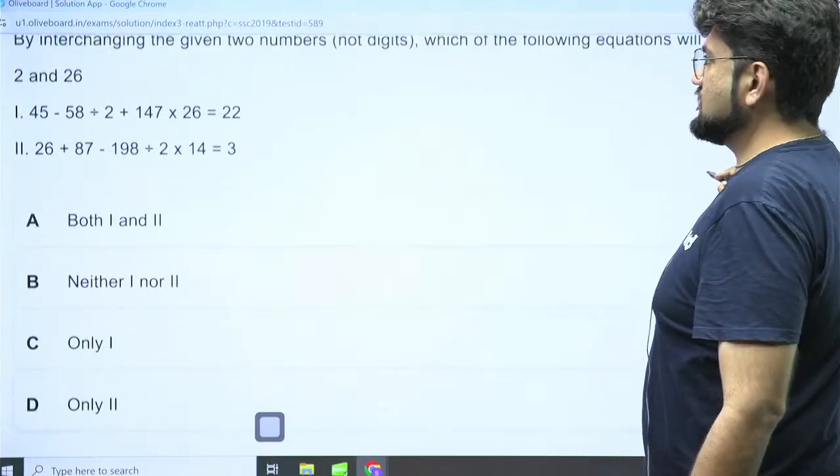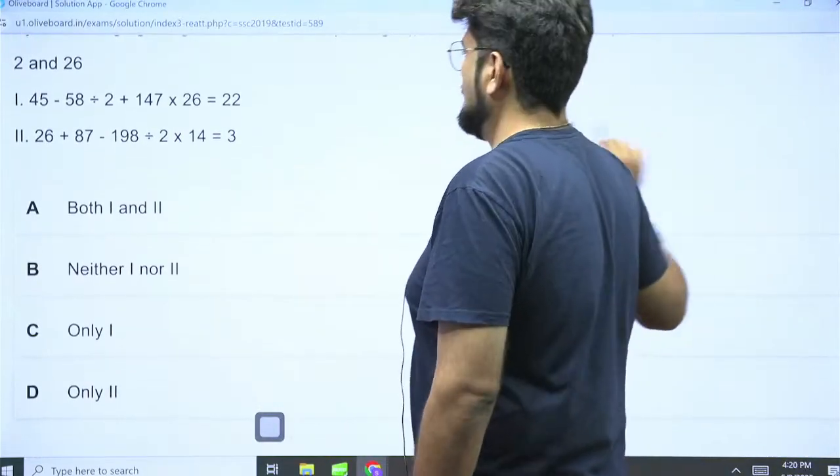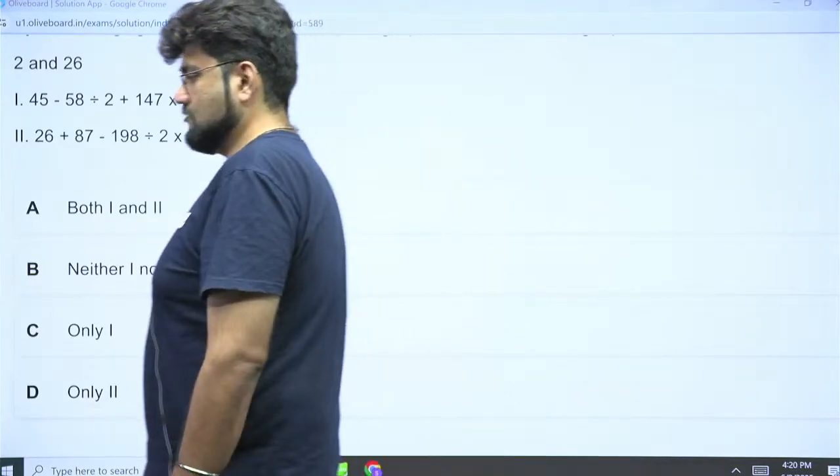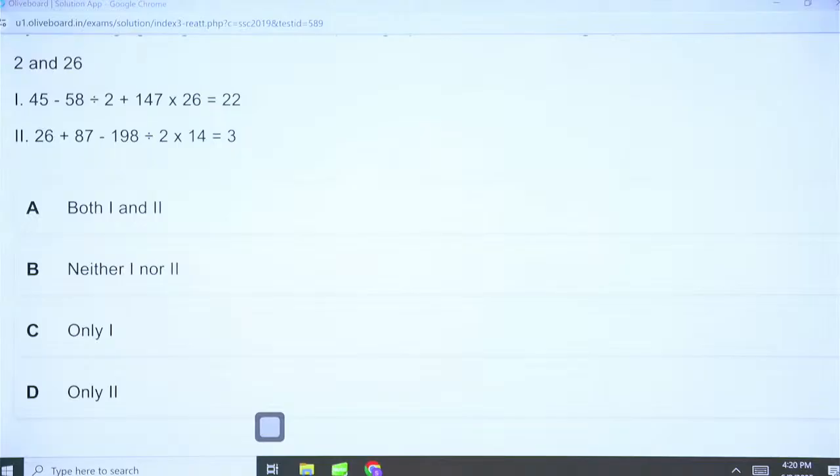We need to exchange the numbers and check which of the following equations will be correct. Exchange the numbers and find which of these equations will be correct. Very good Amit, good job.